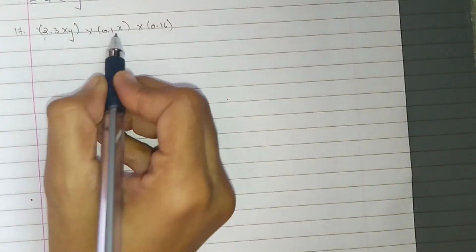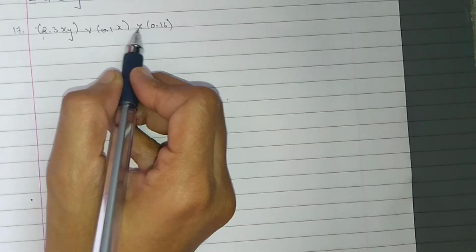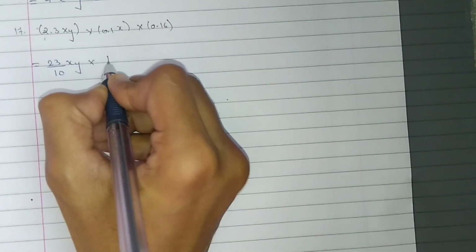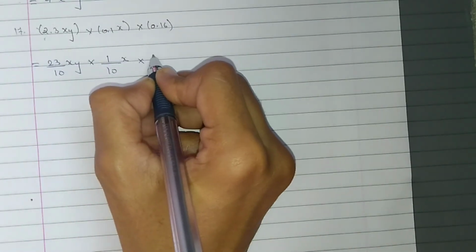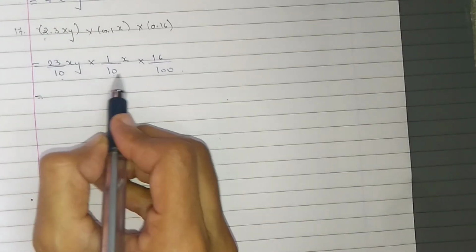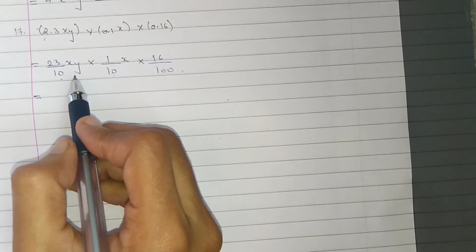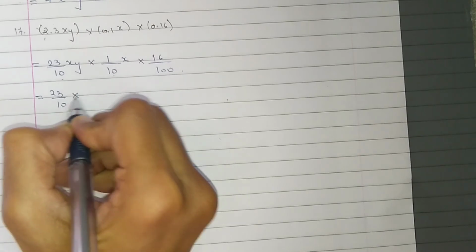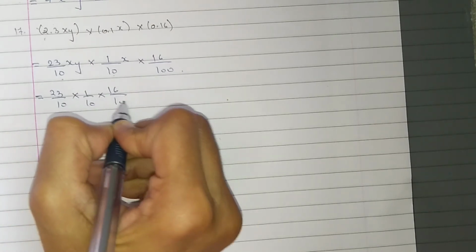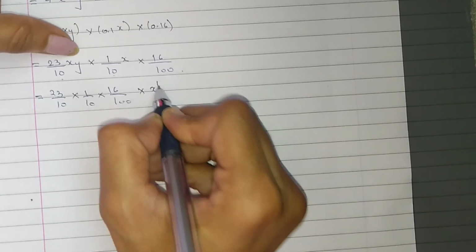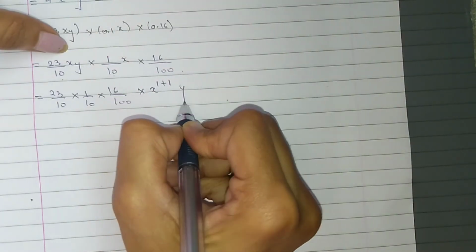Now here we will convert this decimal into fraction form. So equal to 23 upon 10 xy multiply by 1 upon 10x into 16 upon 100. Okay, now we can cancel. No need to cancel it, just multiply it, because here 10 is there, so directly we can put the point, so no need to cancel it. So 23 upon 10 into 1 upon 10 into 16 upon 100 multiply by x raised to 1 plus 1 and y raised to 1 multiply by y raised to 1.